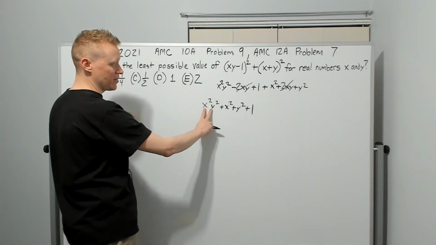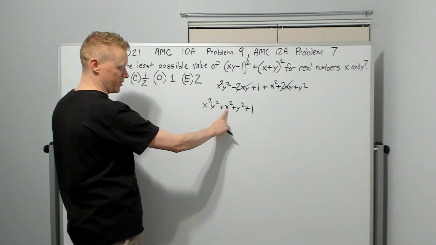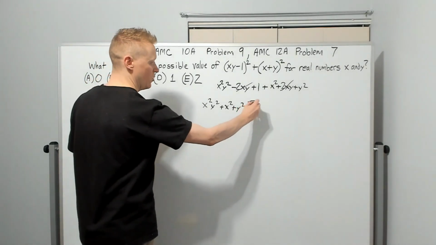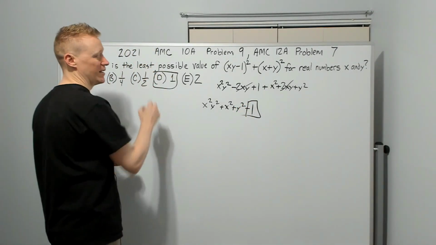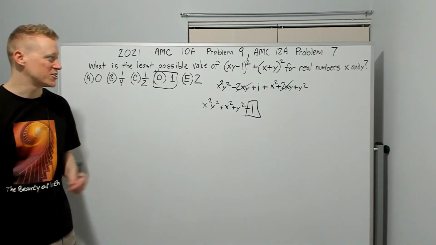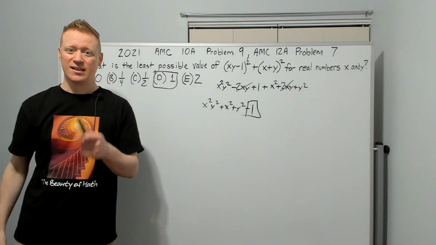So I could make them both 0 though. This would be 0 plus 0 plus 0, 1. I cannot get lower than 1. That's the answer. Sorry if you fell for the trap, guys. It happens to the best of us. Let's get on with it.